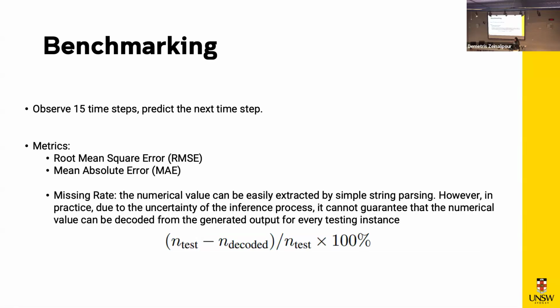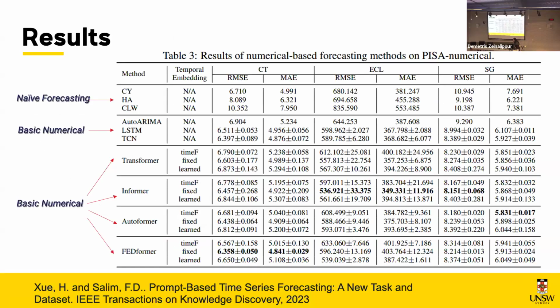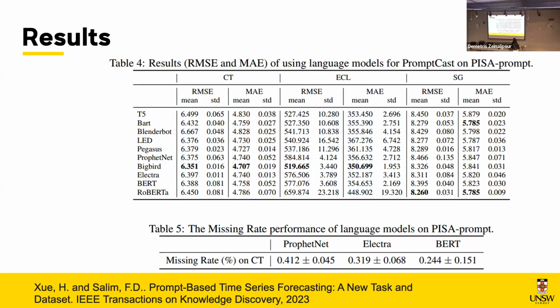And the benchmarking is a 15 time step input to predict the next time step. And we also have the multi-horizon one as well in the paper. Again, we have comparison with basic numerical methods. And now we have not just 3, we have 10 language models, from T5 to Pegasus, Big Bird, Electra, Roberta, all of those ones. And even if some data are missing, we found language models are quite robust, being able to do that.